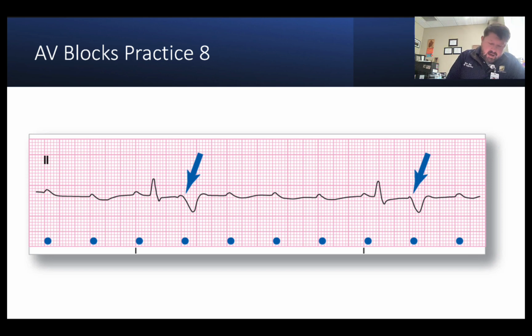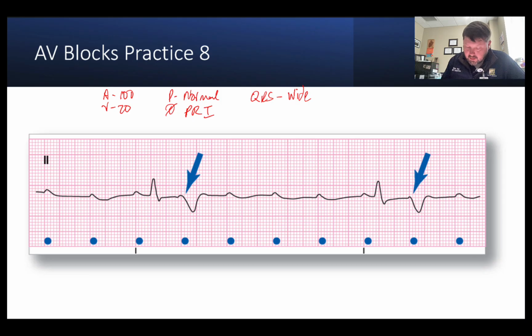This one is a pretty drastic rhythm. I've got an atrial rate of 100, but a ventricular rate of 20. My P's regular, my QRS is regular, but they're not regular together. The P waves are sinus P waves. There is no PRI, and my QRS complexes are wide and ventricular in nature. I have no correlation between a P wave and a QRS, and these blue arrows are pointing to where P waves are hidden.